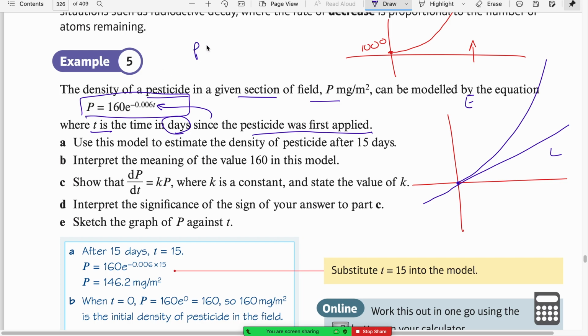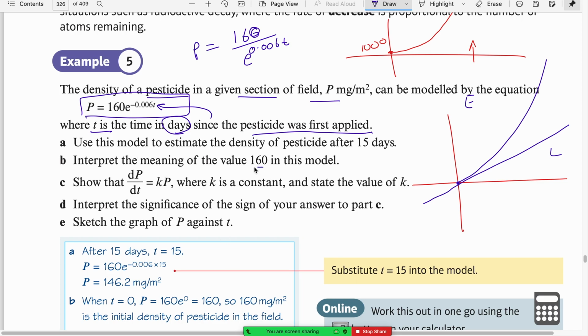Why so? If you simplify this equation, because of this negative power, I can write 1 over e raised to power 0.0006 T. So increasing the value of T would decrease the overall value.